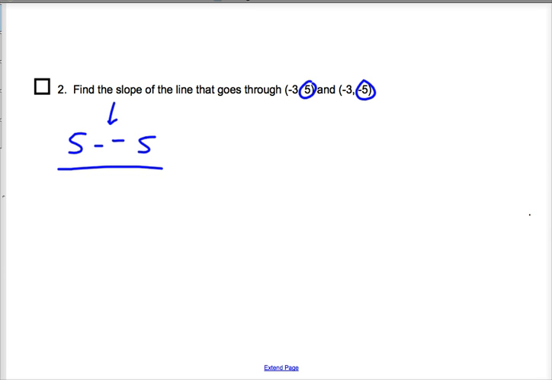Now if I start with the 5, that means I have to start with the -3. So -3 minus, and then the other one's -3. Well, they're the same things. It was hard to go wrong here.